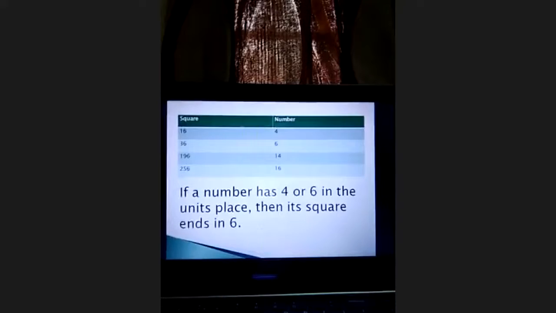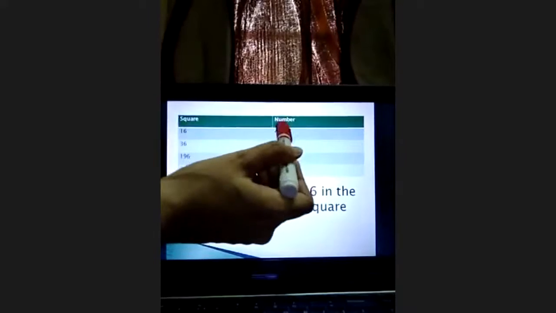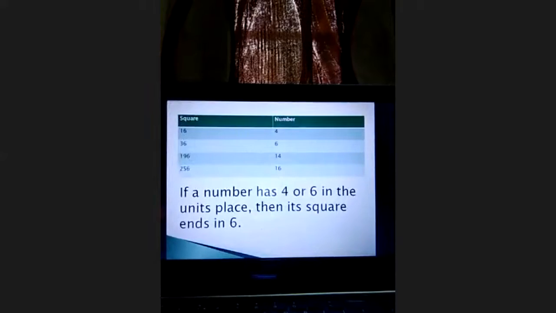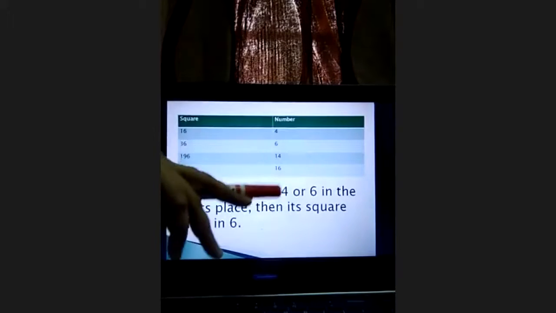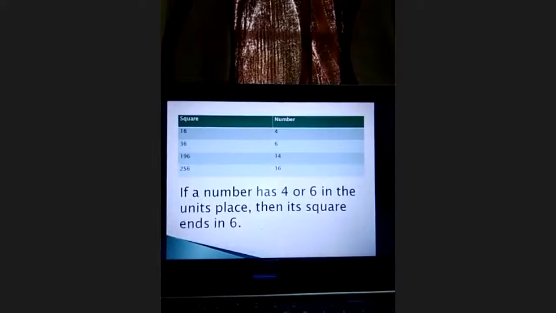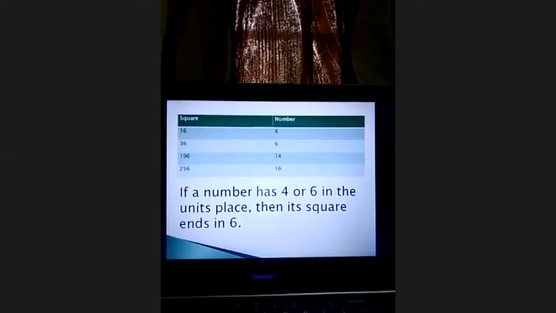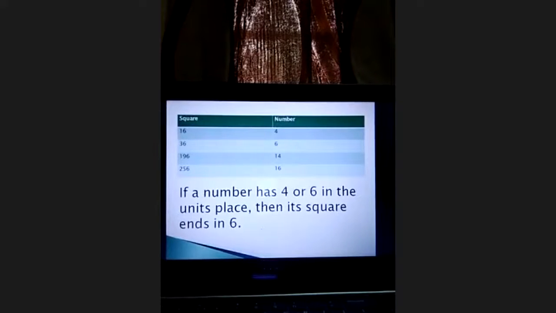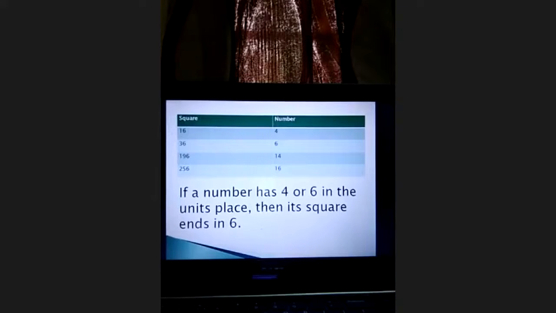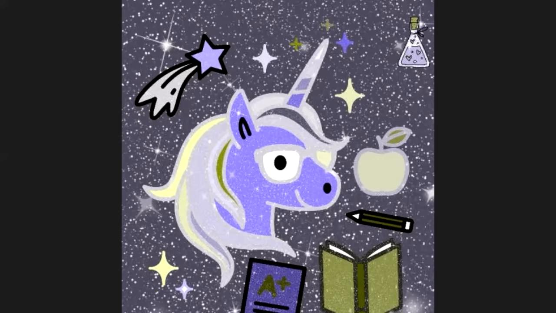You can check any of the numbers. If a number is ending either with 4 or 6, then its square ends with 6. If a number has 4 or 6 in the units place, then its square ends in 6. Kindly observe it once again. Square of 4 is 16. Square of 6 is 36. Both of them are ending with 6. Square of 14 is 196. Square of 16 is 256. Both are ending with 6. So I repeat the observation: if a number has 4 or 6 in the units place, then its square ends in 6.